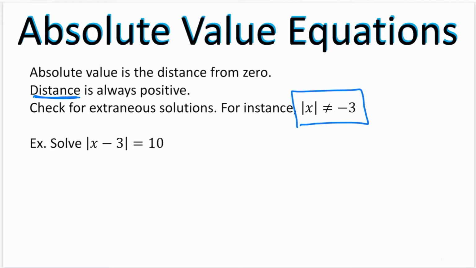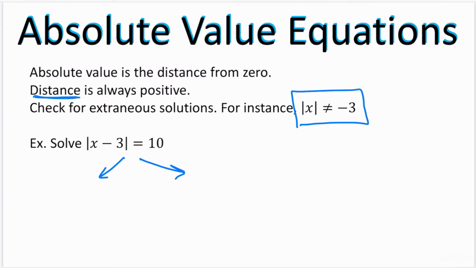Let's say that we have to solve the absolute value of x minus 3 is equal to 10. Well, in reality, what's inside of the absolute value could be positive 10 or it could be negative 10, since when I take out the absolute value of negative 10 is positive 10. For that reason, when you are solving absolute value equations, you're going to have to set up two problems.